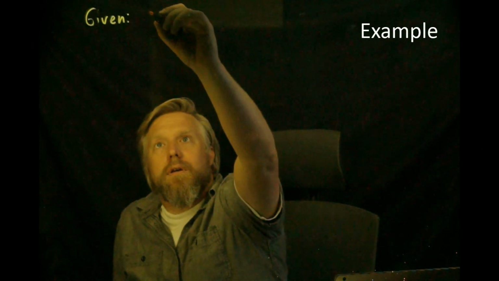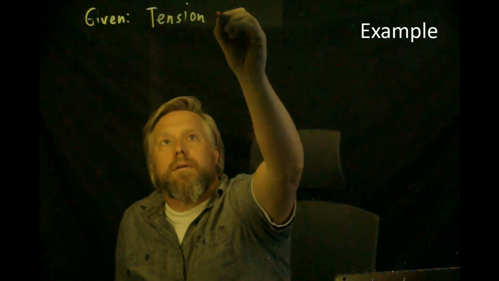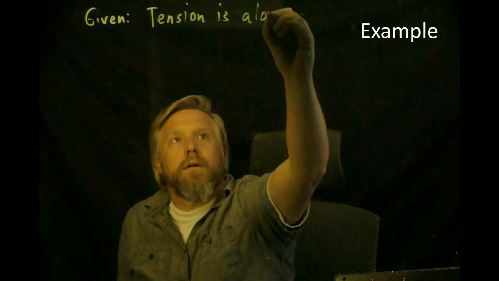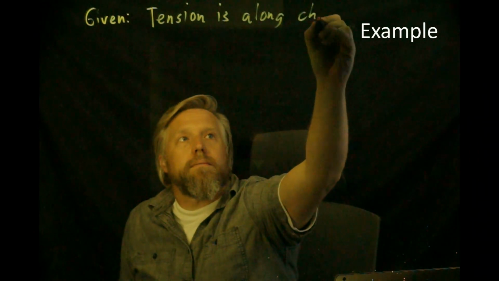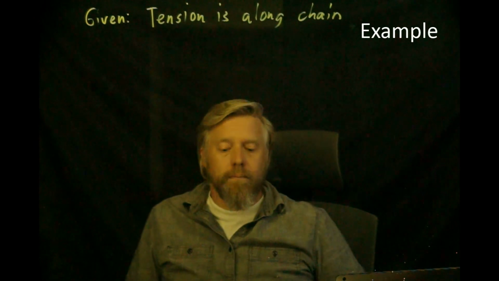What does this tell us? It tells us that the force in a rope or a chain is in the direction of the rope and chain. Now this may seem obvious, but it's something that we need to use mathematically, and it's something that is easy to overlook. So what's our given? Force, or tension in this case, the tension in the chain is along the chain. Okay, what else do we know?